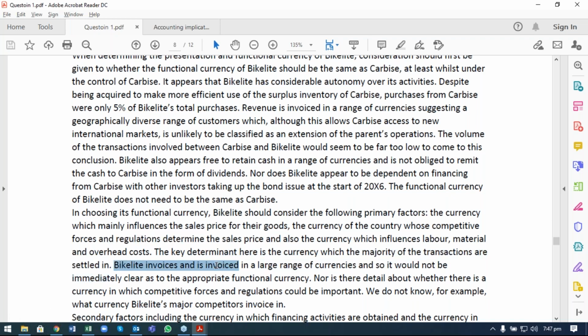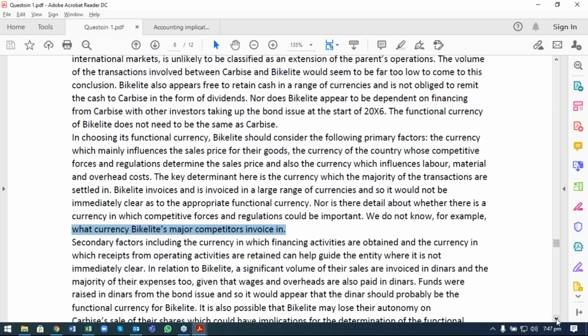Backlight is invoiced in a large range of currencies, so it would not be immediately clear what the appropriate functional currency was, nor is there detail about whether there is a currency in which competitive forces and regulators could be important. We do not know, for example, what currency backlight's major competitor invoices in. That's something we have already discussed when we were looking into the other aspects.